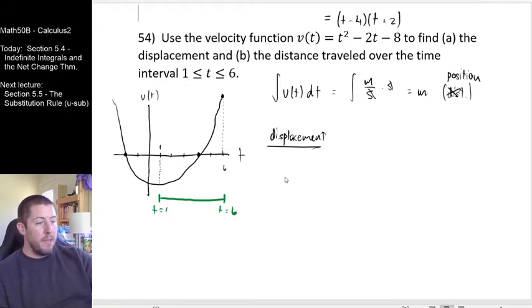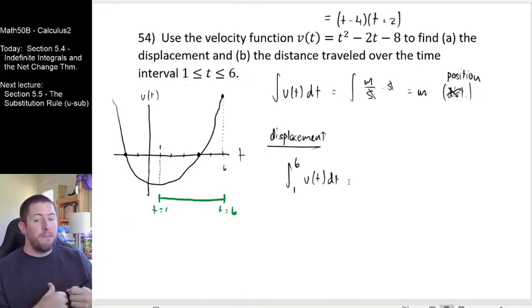Displacement is just going to be the integral from 1 to 6 of our velocity function. It's just the total. How far are you at the end from where you started? How far are you away at time 6 than you were at time 1?